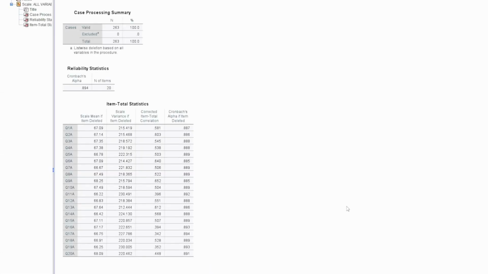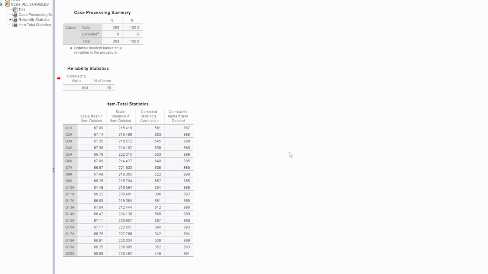Okay, so click OK. And here we can see the reliability. This is where you can see the number of items or number of participants that have been included, data points included. The reliability statistic is really what you're interested in here. So it's 0.894, which is a good verging on excellent reliability. And it has a total of 20 items in the scale.